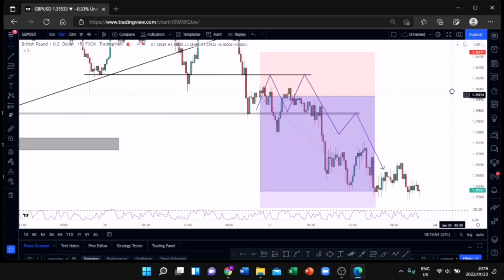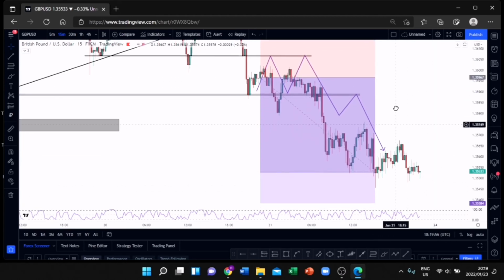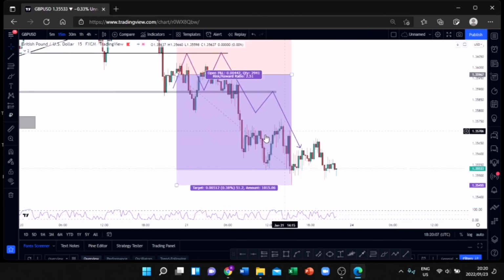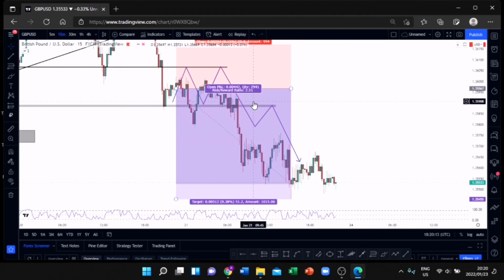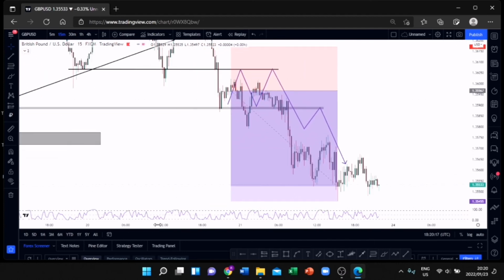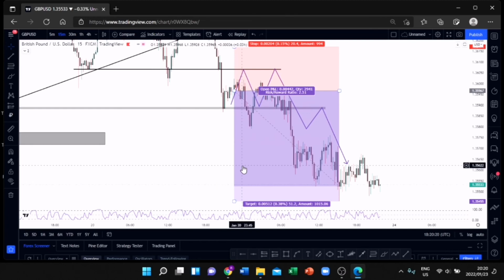Okay, yeah, you can see that. Let's just see how much we closed in total. It was about 51 pips. Yeah, 51 pips, which is not too bad at all, bro.